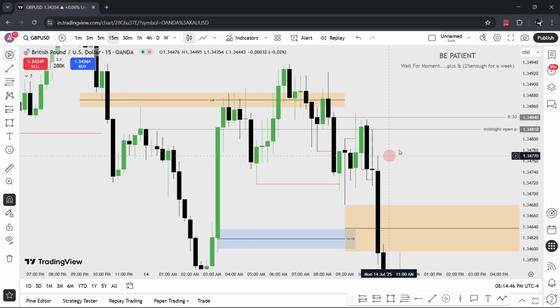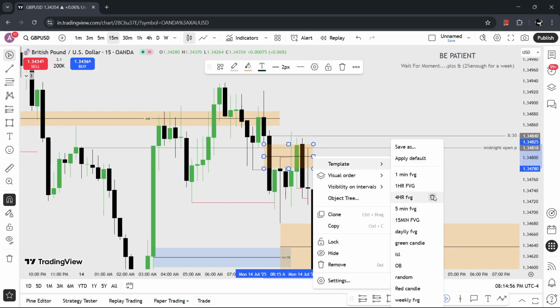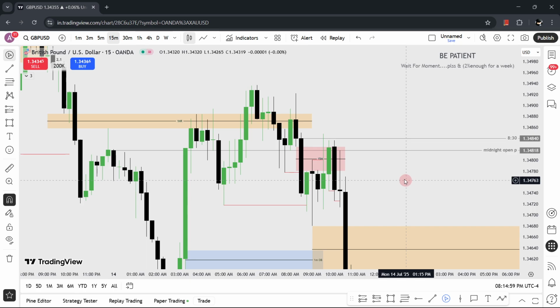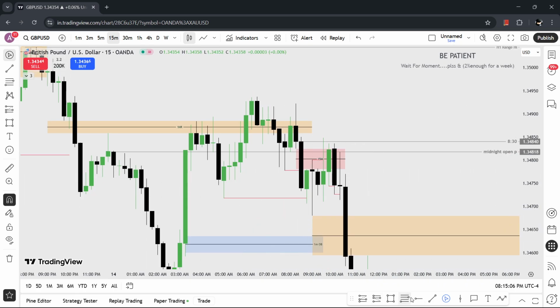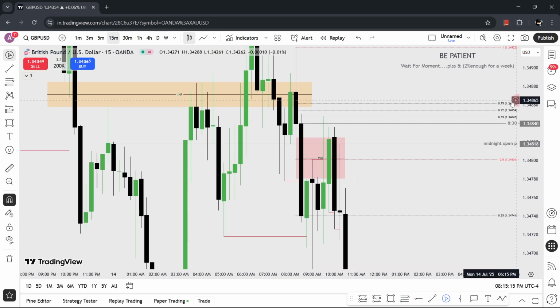Again here also it created another 15-minute fair value gap. Look how the price is respecting this fair value gap. So basically, I'm taking Fibonacci from the recent high to the recent low. You can also see this 0.69 percentage level is respected. That level is respected.